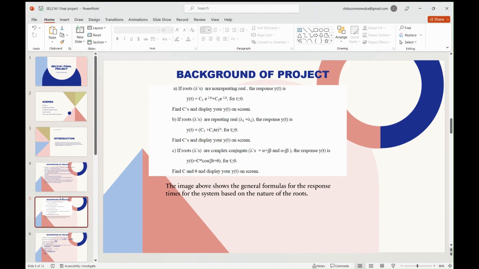So basically, like I said in the previous slide, you have to apply the roots and the initial conditions. The roots are lambda 1 and lambda 2. Those are the non-trivial roots. For repeating, that means they're equal. For non-repeating, they are not equal. So use the first formula, then the second formula, and then the third formula. The project also required us to find the C's and also find the theta and display the response time, the y(t) function, on our screen.